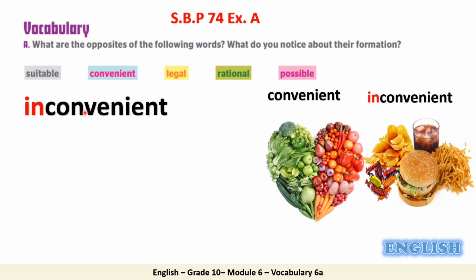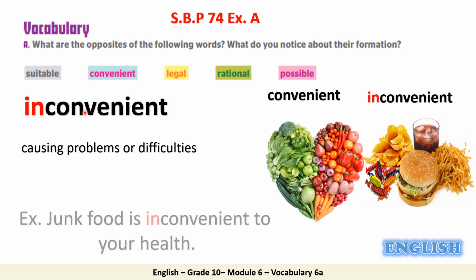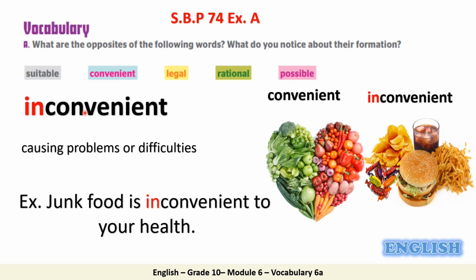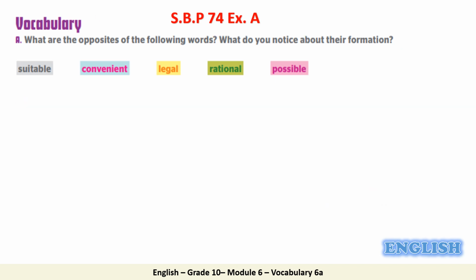And what does the word inconvenient mean? It means causing problems or difficulties. Let's put it in a sentence. Junk food is inconvenient to your health. And now, let's go to the third word, which is legal. Can you tell me what is the correct prefix used with the word legal to form the opposite meaning of it? That's correct. We have illegal.